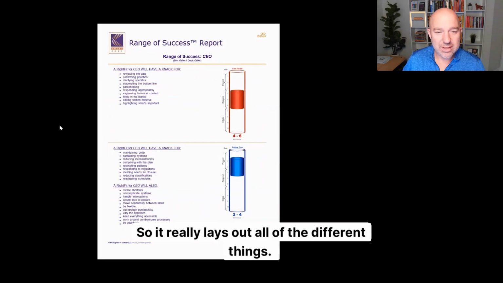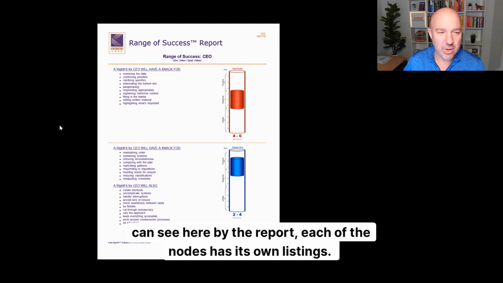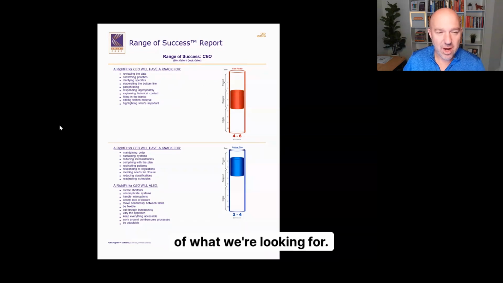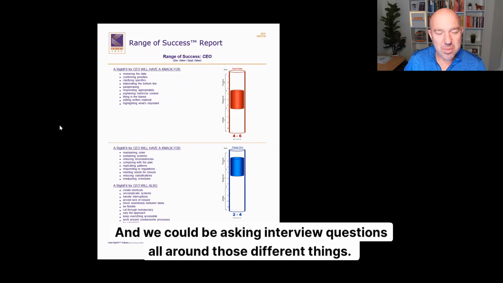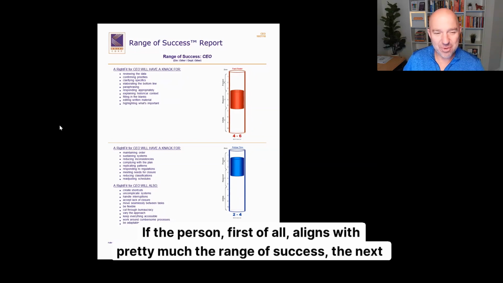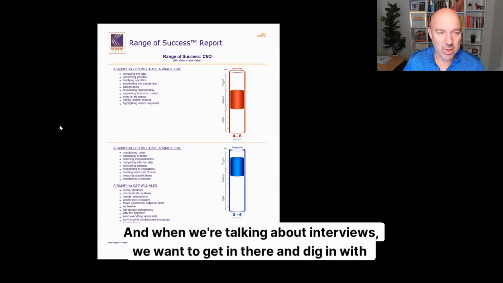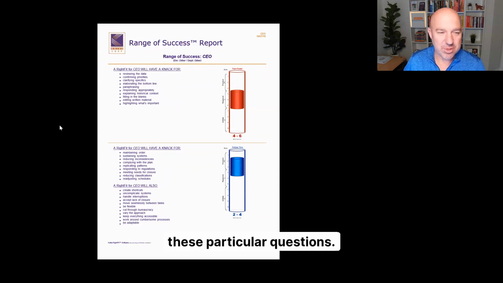It really lays out all of the different things. You can see here by the report, each of the modes has its own listings of what we're looking for, and we could be asking interview questions all around those different things. If the person first of all aligns with the range of success, the next step is going to the interview. And when we're talking about interviews, we want to get in there and dig in with these particular questions.